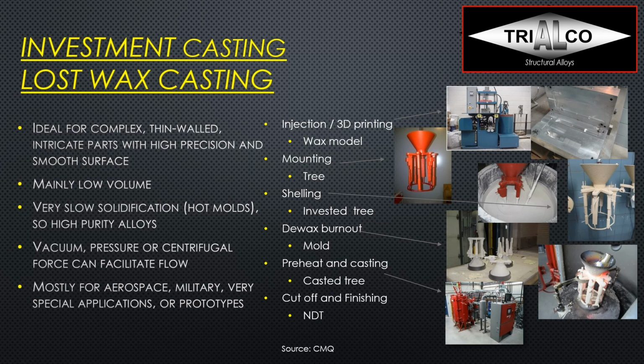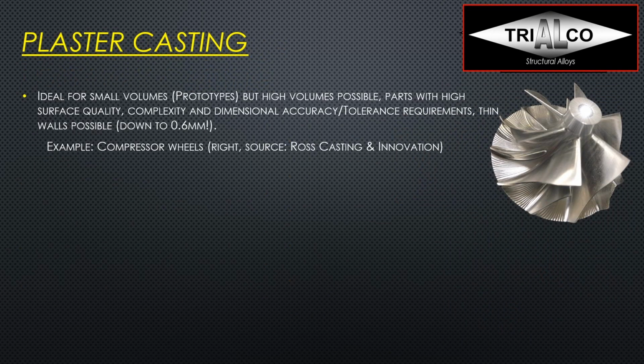Then we preheat the mold and then we cast it. Then we have this cast tree, and we cut off and finish it. And usually we would then do some non-destructive testing or heat treatment with it, and whatever else you would want to do. Another not so common process would be plaster casting.